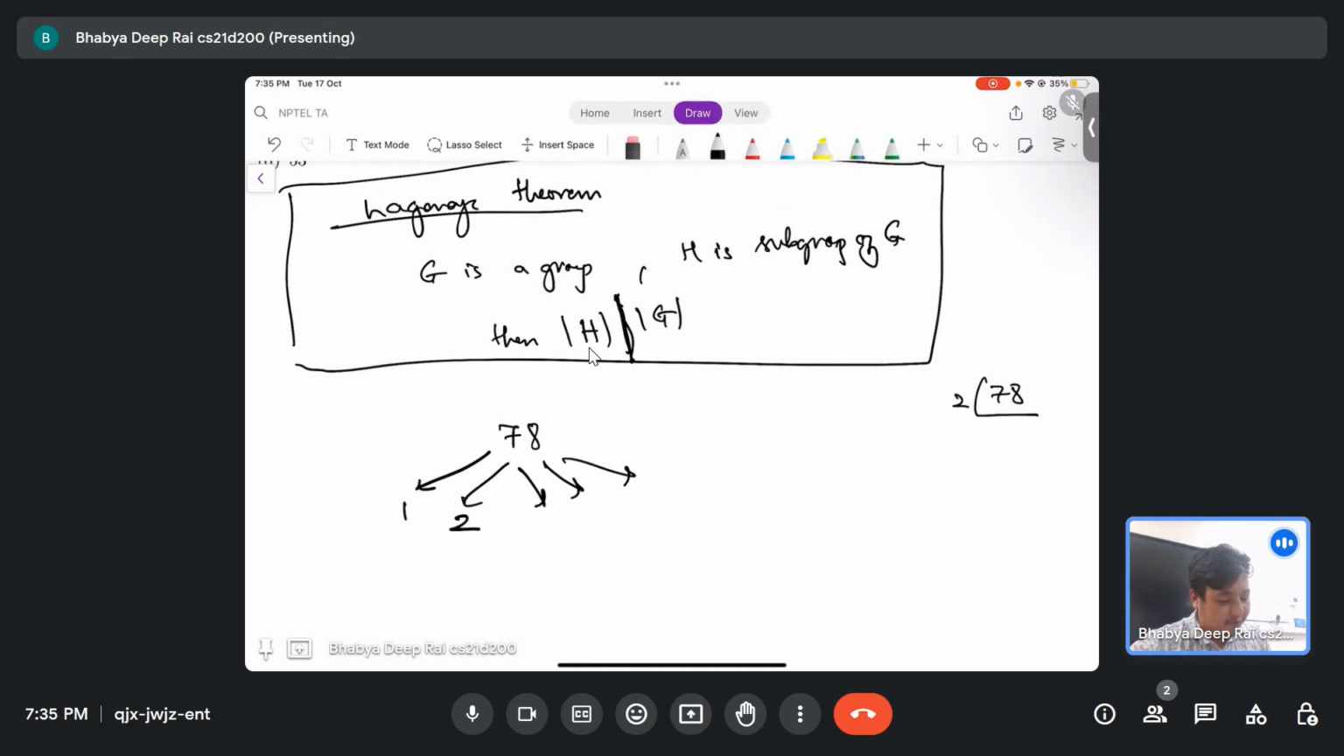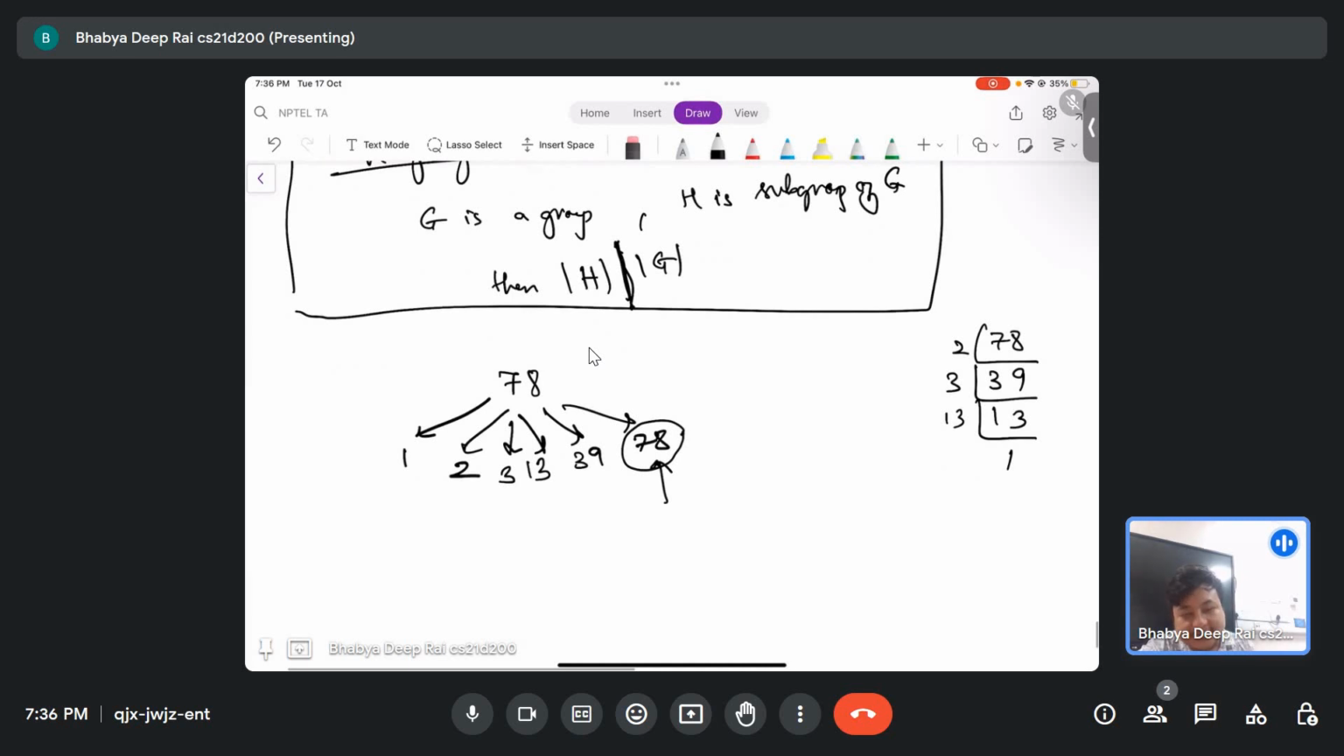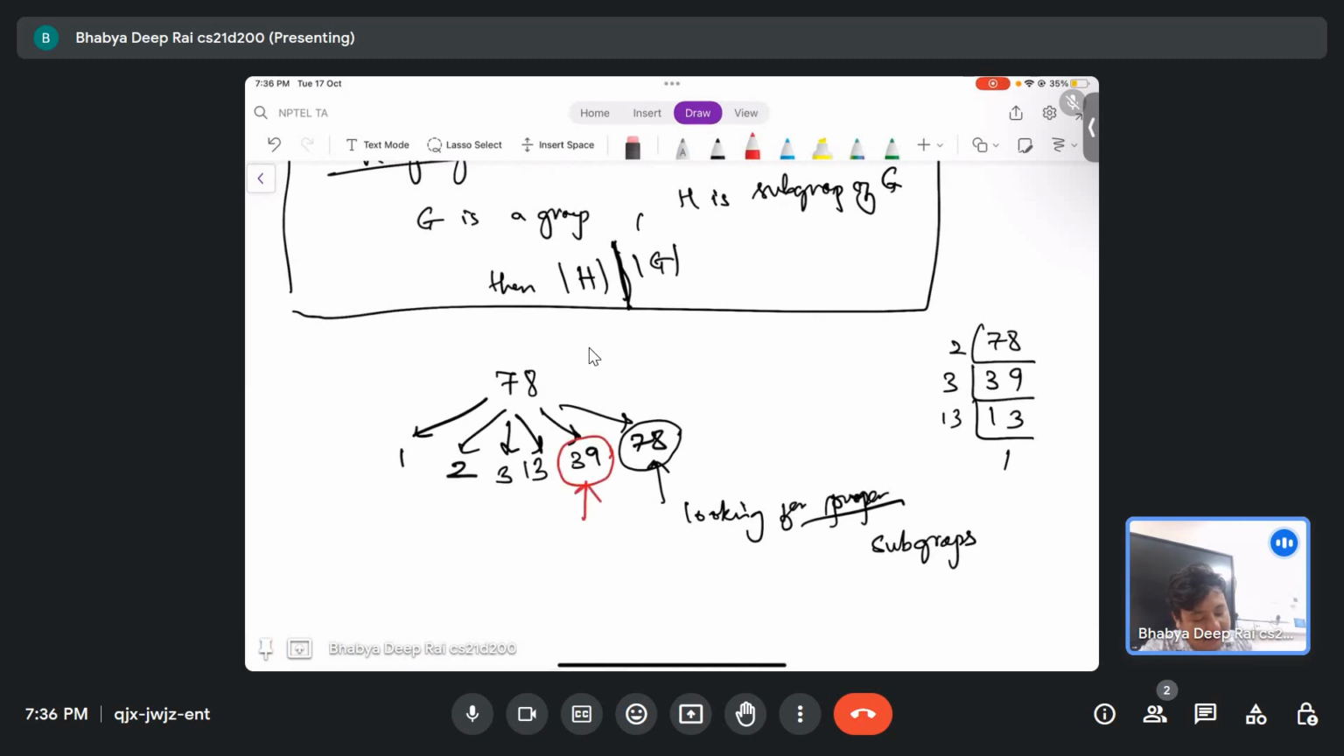let's factorize it. 2 times 3 is 6, and 3 times 13 is 39, and 13 times 6 is 78. So 13 divides it, 39 divides it, 3 divides it, and 78 divides it. Now, you may say the largest subgroup is of size 78, but that is not the answer. Why? Because we are looking for proper subgroups. Therefore, our answer is 39.